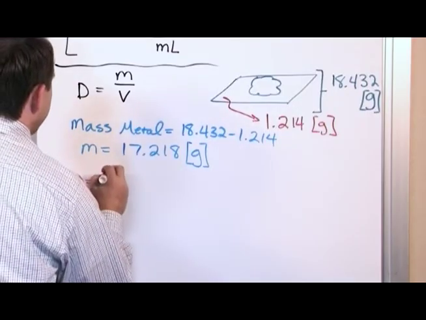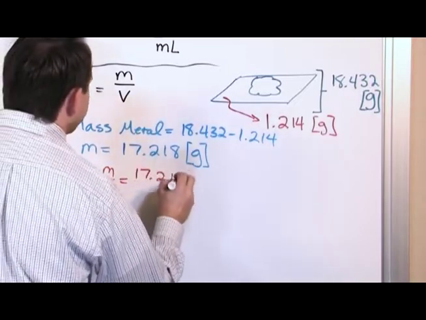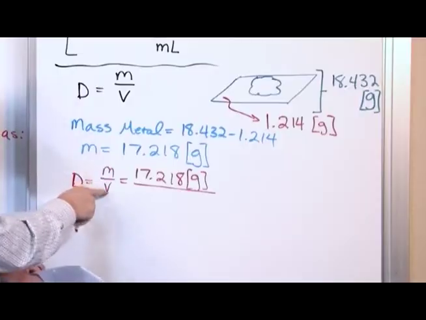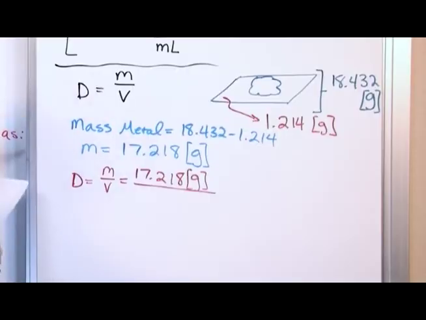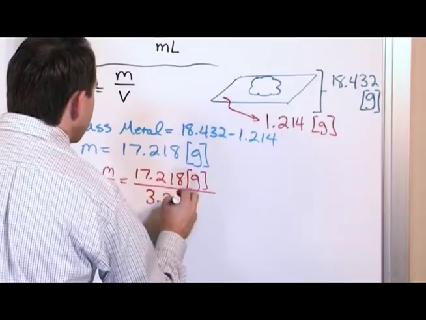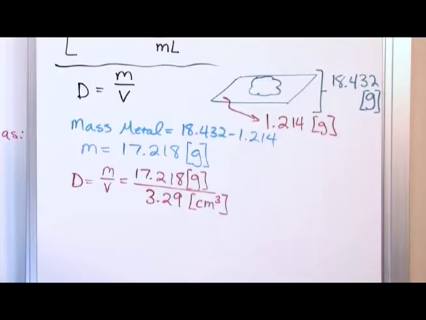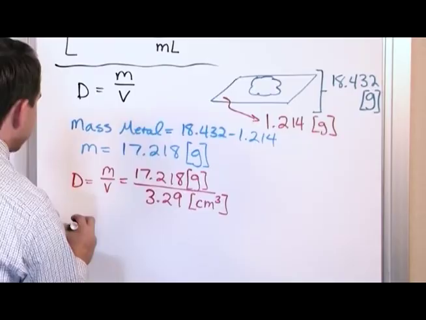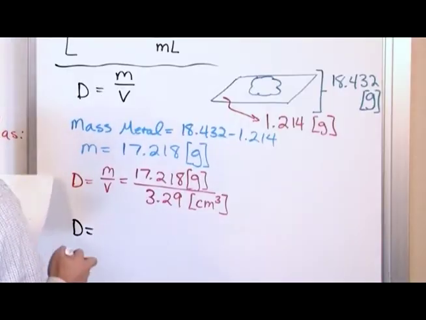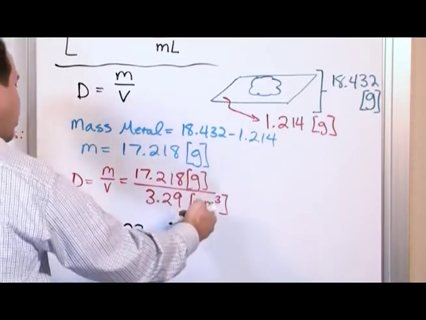The density is equal to the mass divided by the volume. The mass we just calculated is 17.218, and that's grams. And the volume is the volume of the metal chips, and that was also given to us in the problem, 3.29 cubic centimeters, 3.29, and the unit is cubic centimeter. So now all we have to do is divide these two numbers. The density is equal to 17.218 divided by 3.29. We'll get 5.23, and the unit is grams per cubic centimeter.